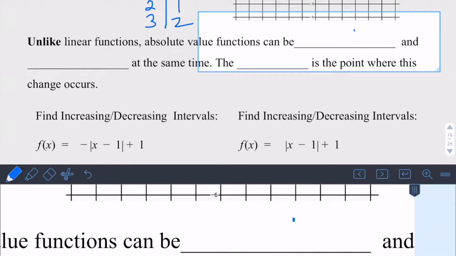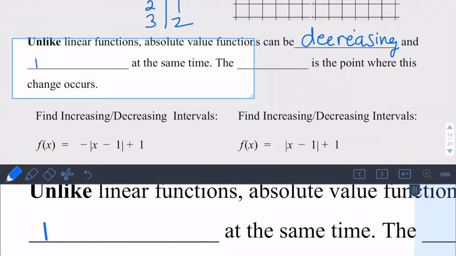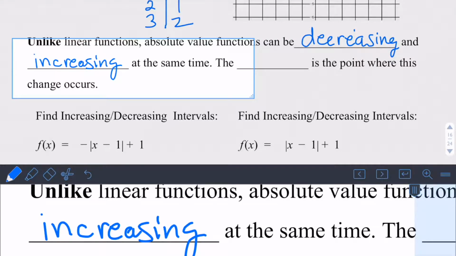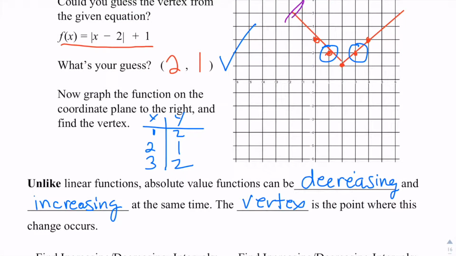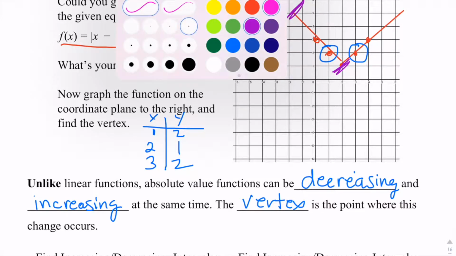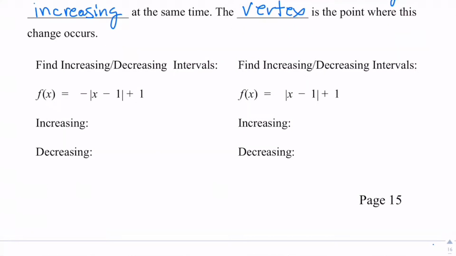Another thing I wanted to point out is unlike linear functions, absolute value functions can be decreasing and increasing at the same time. The vertex is the point where this change occurs. So if we examine our graph up here, we are decreasing from here to here, and we are increasing from here to here. And where it changes is right here at the vertex. If we know that, we can find increasing and decreasing intervals if we understand end behavior and vertexes.